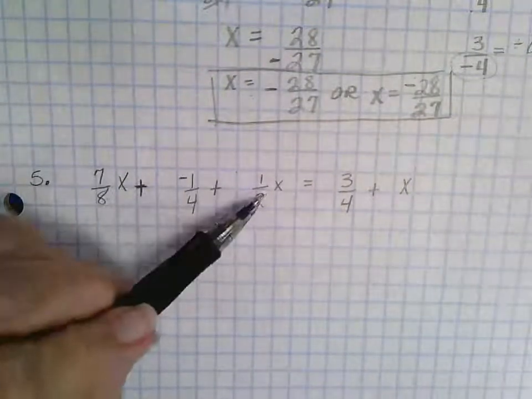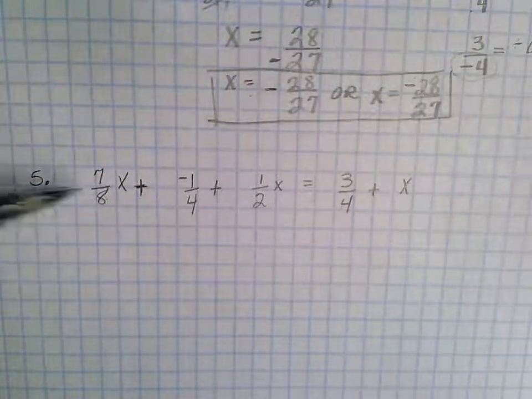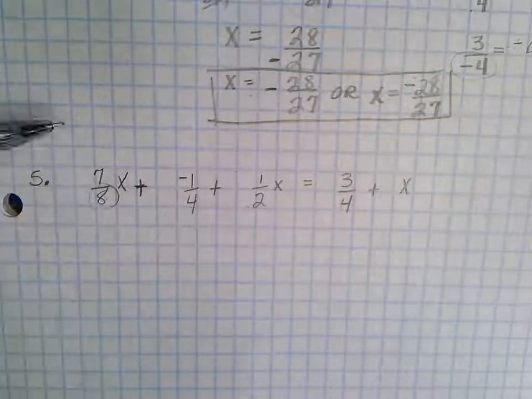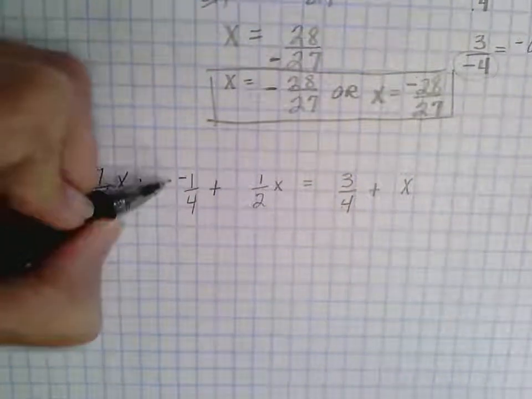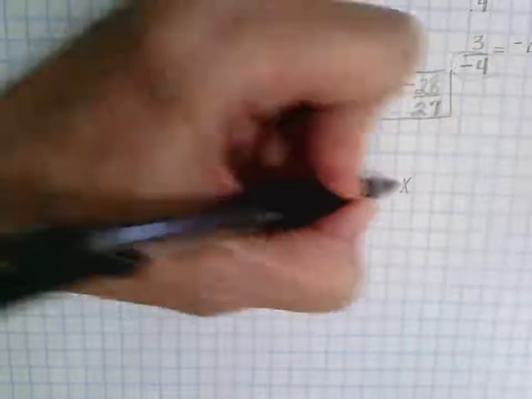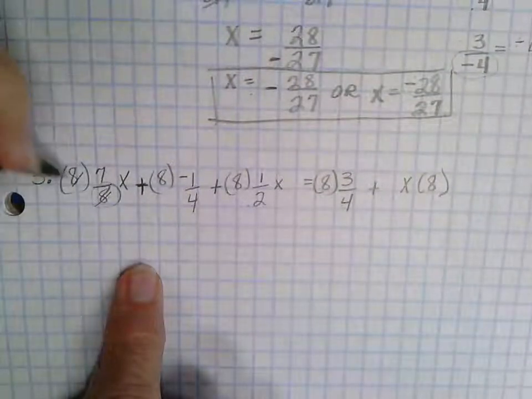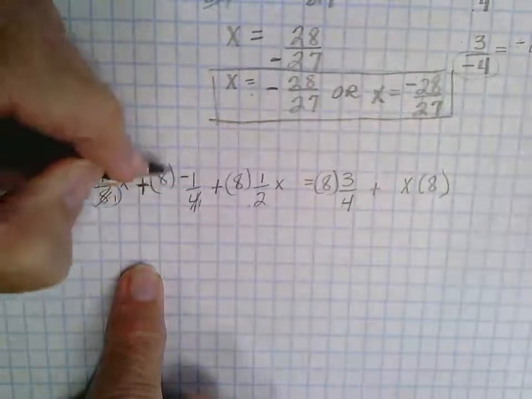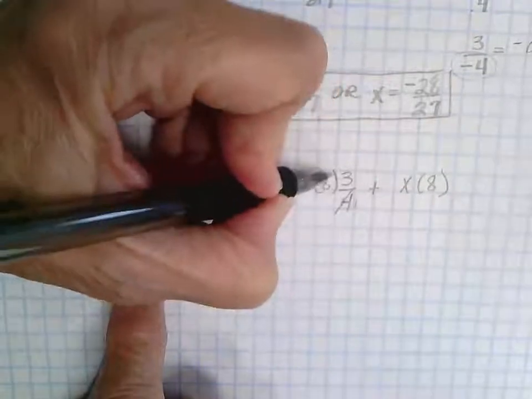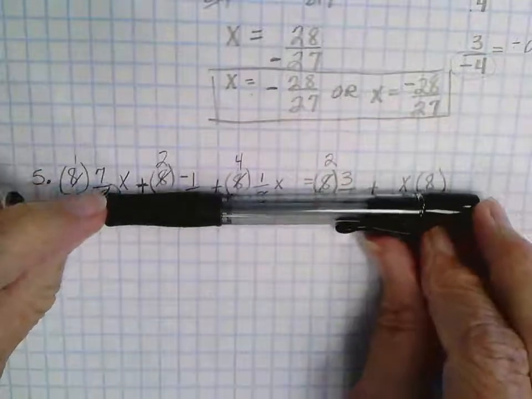You'll notice that it's a longer problem, but the denominators are all friendly. In other words, 8 is going to be my least common denominator because 4 and 2 are factors of 8. So I'm going to multiply everything by 8. And remember, you have to multiply the x by 8. These are going to cancel. And so now I'm just going to go through and do the multiplication straight across.